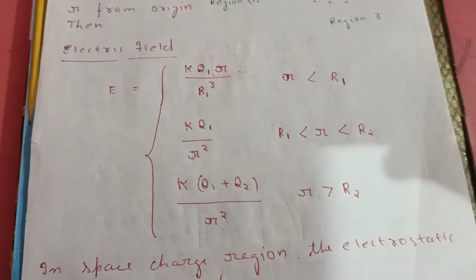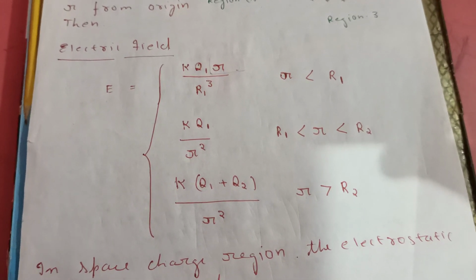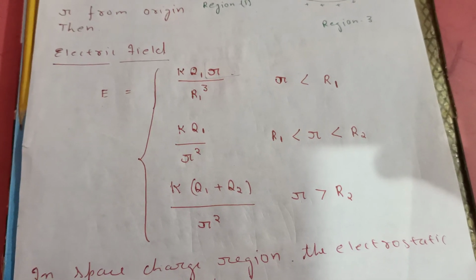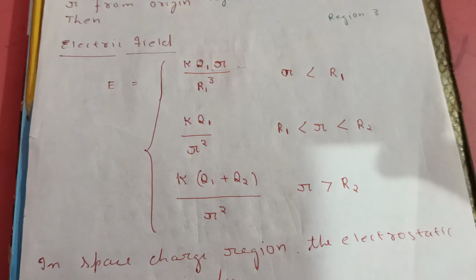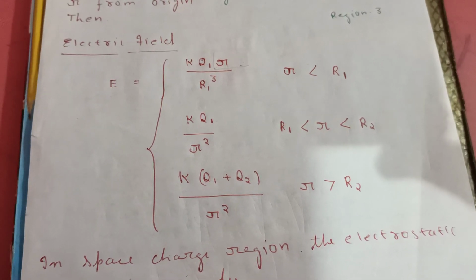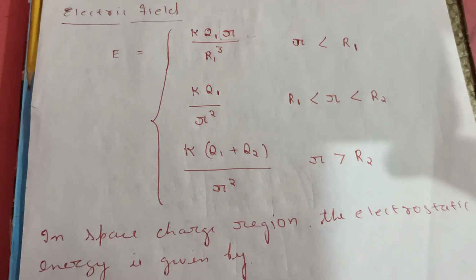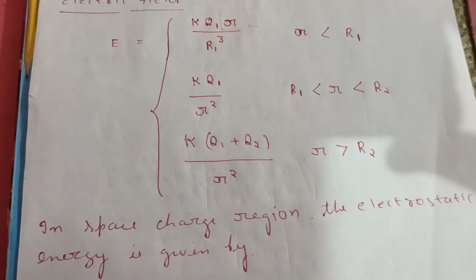We know that inside the non-conducting sphere, the value of electric field is kq1 small r upon r1 cube. Between the non-conducting sphere and spherical shell, the electric field is kq1 upon r square, and outside the spherical shell, the value of electric field will be k bracket q1 plus q2 upon r square.